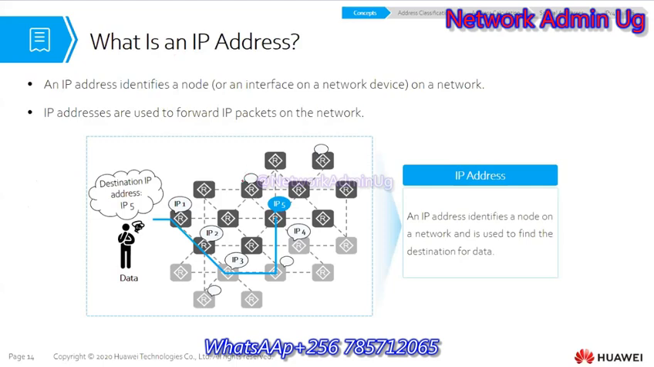What is an IP address? An IP address defines a node. What we mean by a node is just an interface on a network, maybe on a router, or the interface on your computer that you're using to connect to your switch. Therefore, the IP address is used to identify a node on a network. IP addresses are used to forward IP packets.